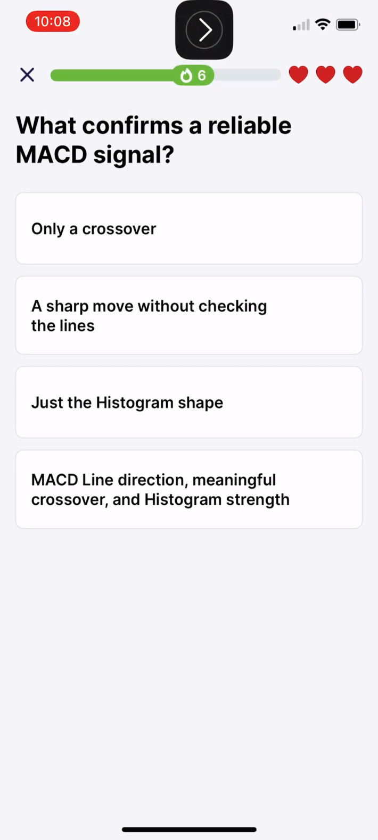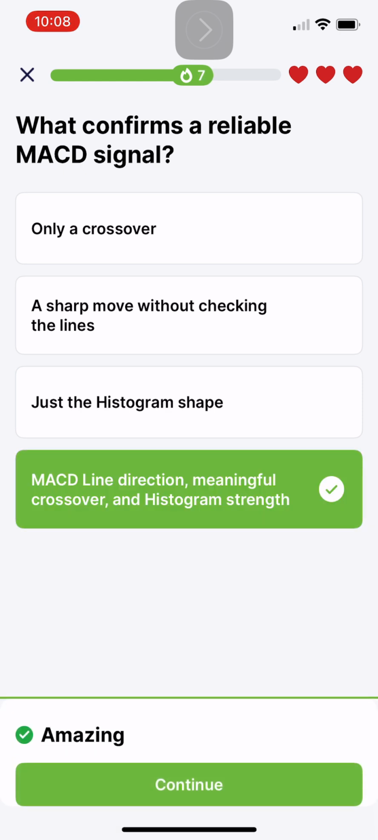Six. What confirms a reliable MACD signal? Only a crossover. A sharp move without checking the lines. Just the histogram shape. MACD line direction. Meaningful crossover and histogram strength. Amazing.